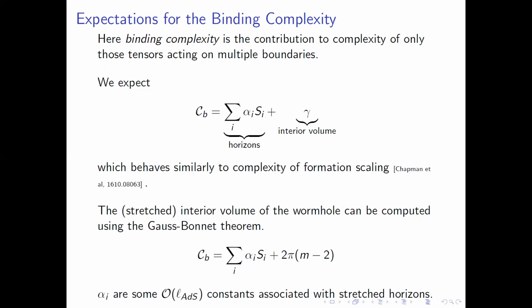And we can actually compute the interior volume exactly using the Gauss-Bonnet theorem. It's a simple calculation of a constant curvature Riemann surface with some boundaries. And the Gauss-Bonnet theorem tells us that there is one term that goes like the length of each causal horizon. So we've used the Ryu-Takayanagi formula to exchange those lengths for the entropies. And there is a term that is the topological piece proportional to the Euler characteristic. That's this 2 pi times m minus 2 term. And we say that that term should be the interior volume contribution to the binding complexity.